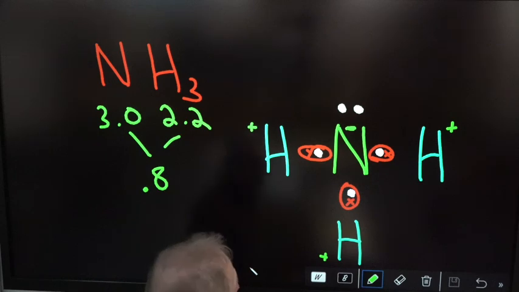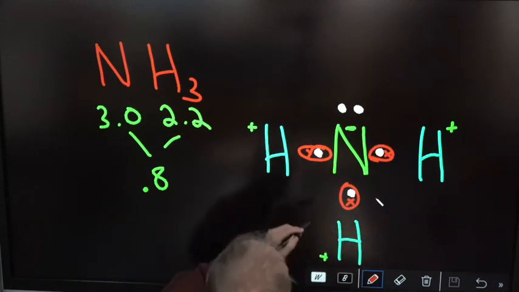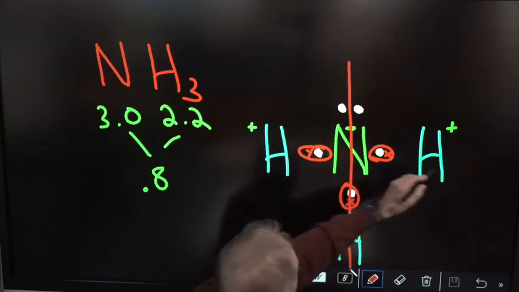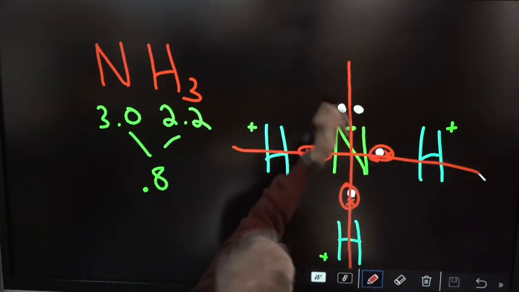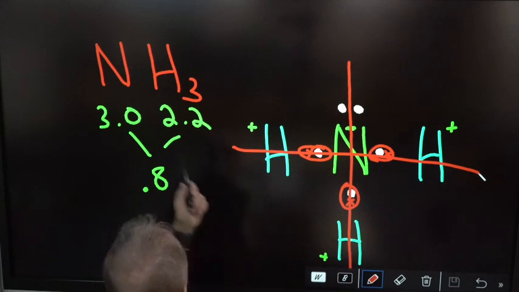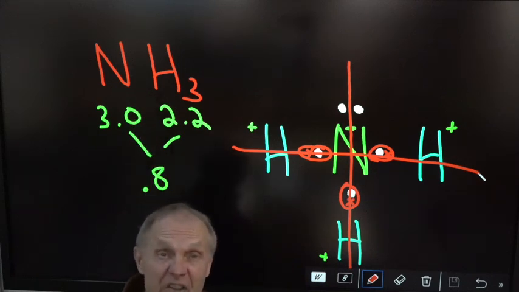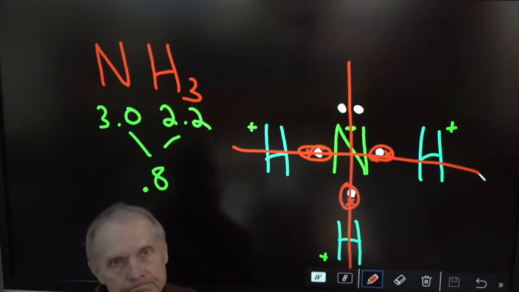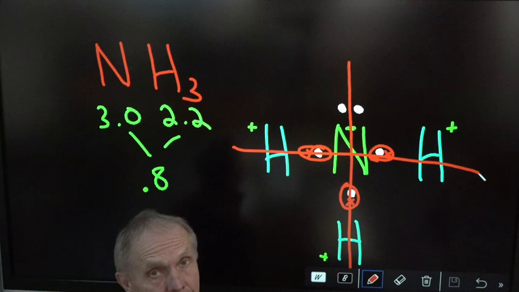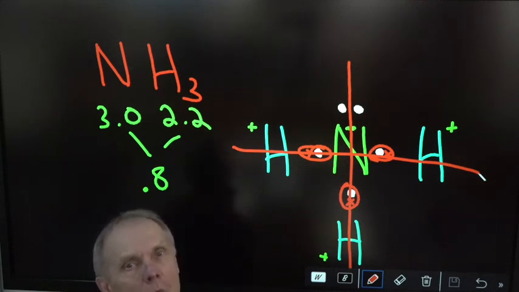So let's see. If we cut it like this, the sides look the same. But if we cut it this way, they do not look the same. So ammonia is asymmetrical, which means it's a polar molecule. Okay? That's a polar molecule. We'll do one more.